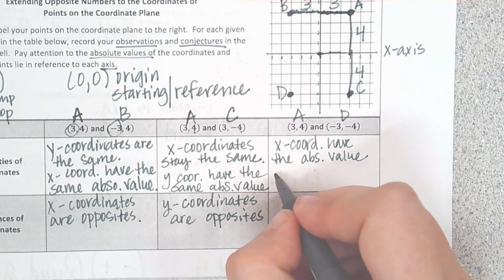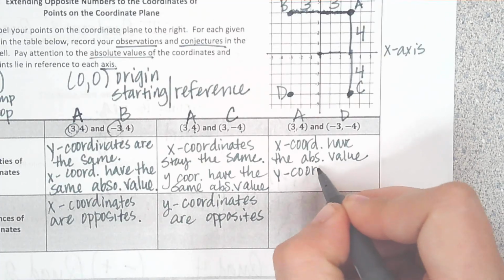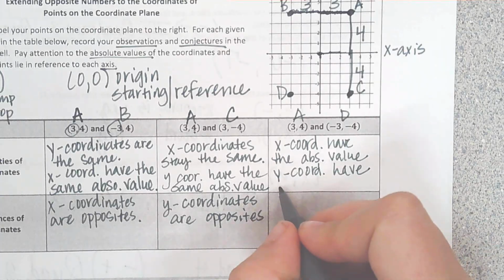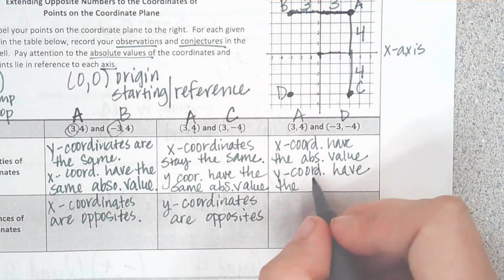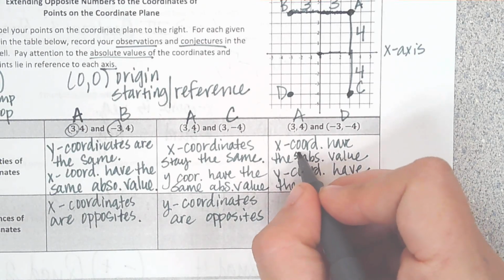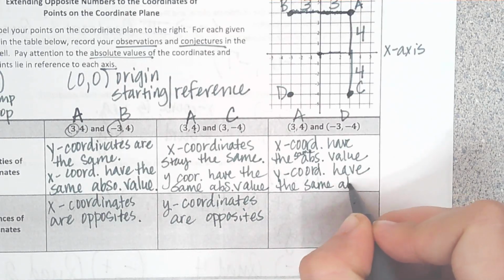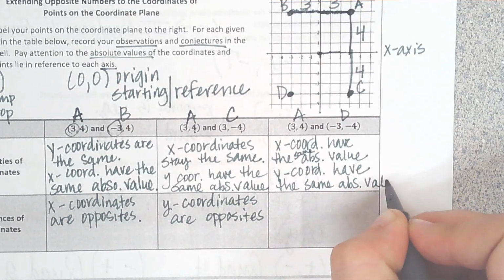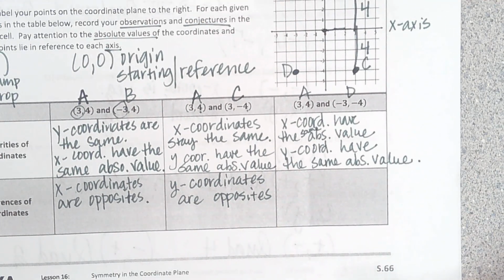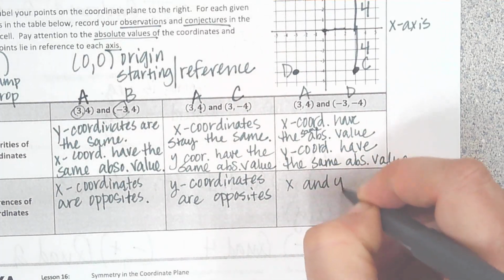But what else has the same absolute value? 4 and negative 4, right? And that's called what coordinate? The y. But what's different about these coordinates? X and Y are both what to each other? Opposite.